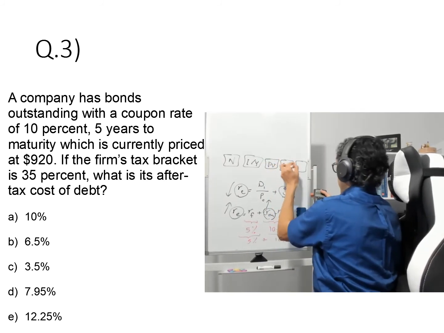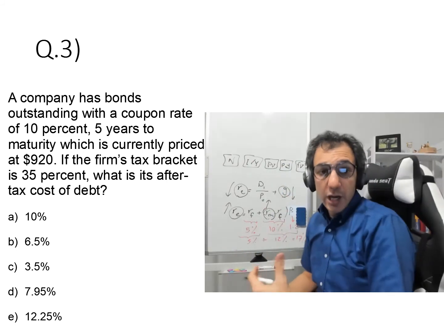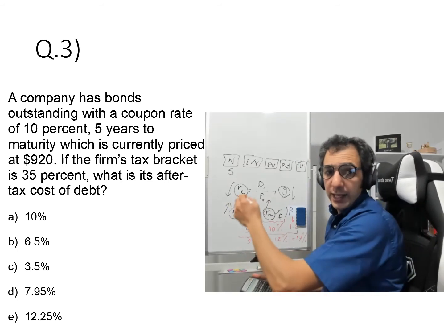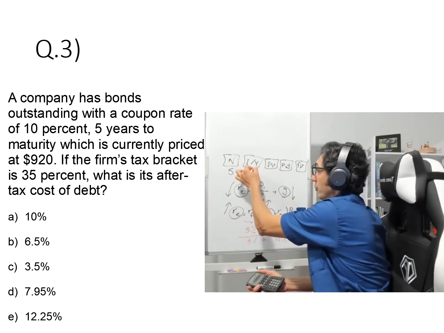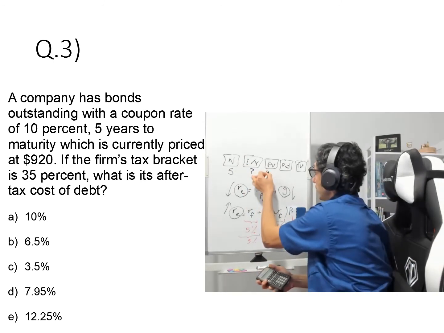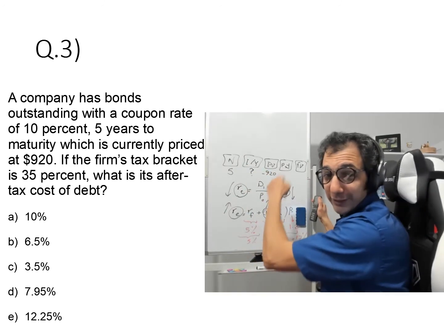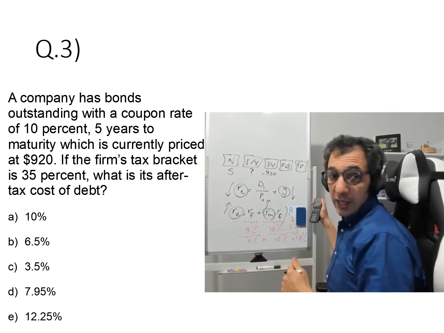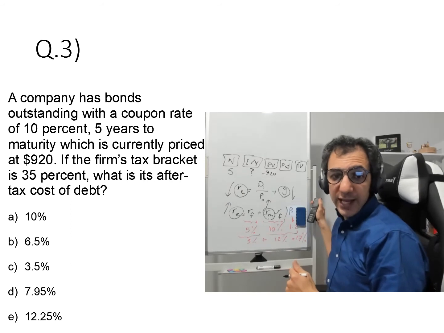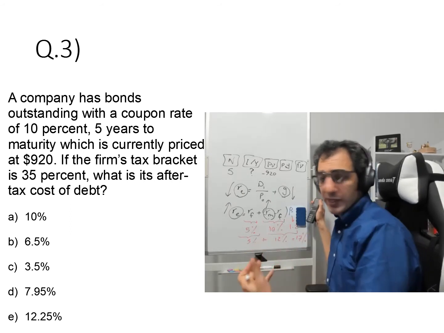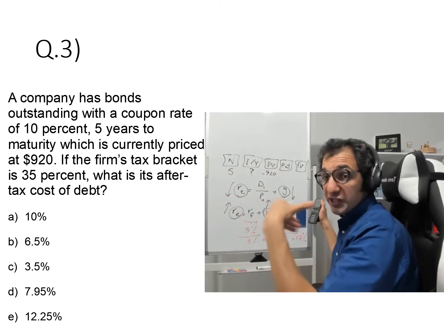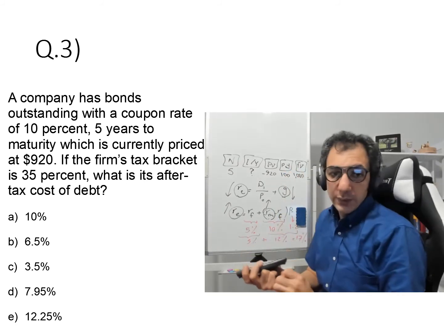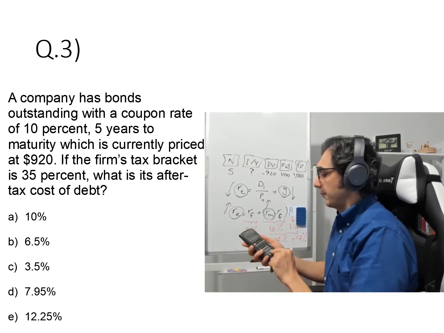So what is your N here? You have 5 years to maturity, so your N is 5. Your I here in this case is the number we are looking for, which is your YTM. The present value is $920. Be careful, because in your calculator you should enter the negative number. That's the amount you are paying for the bonds. The payment is based on the coupon rate. Here it is saying the coupon rate is 10%. So 10% of $1,000, which is the face value, should be $100, and the face value is $1,000.